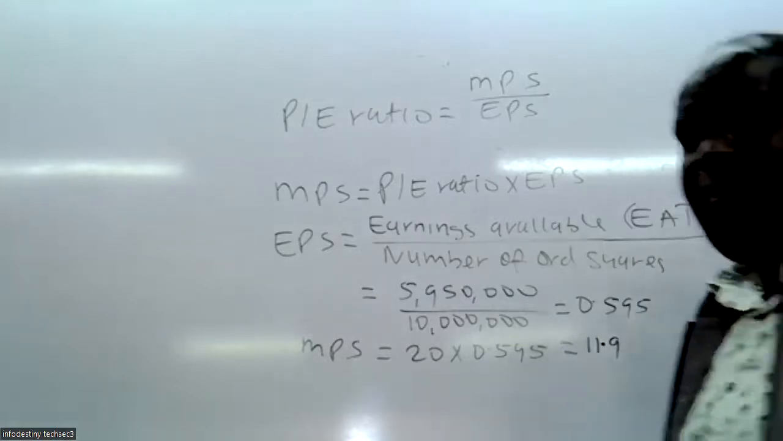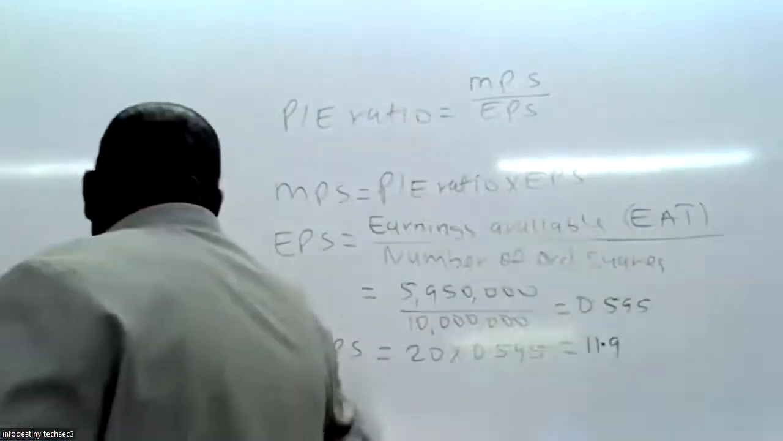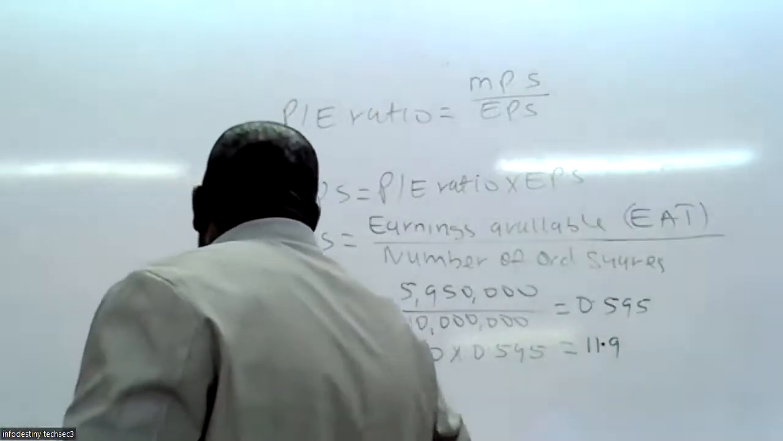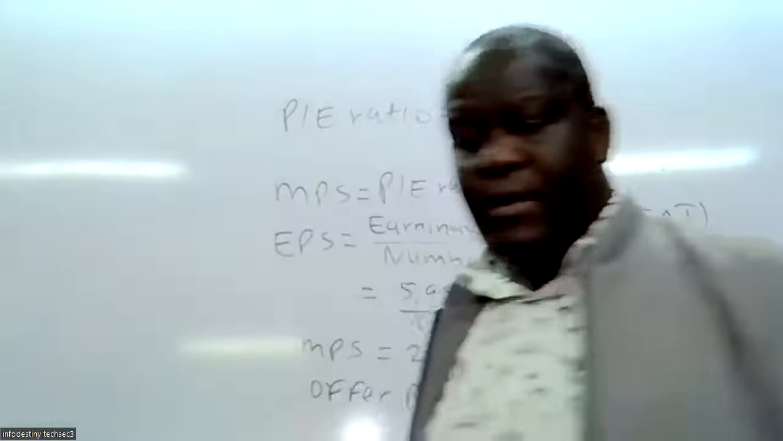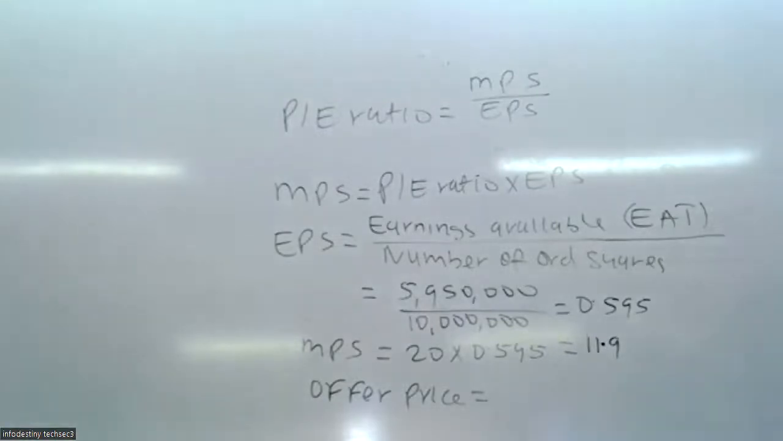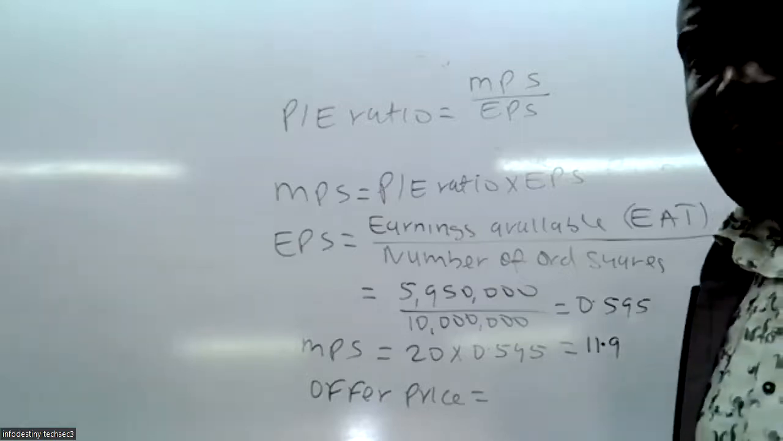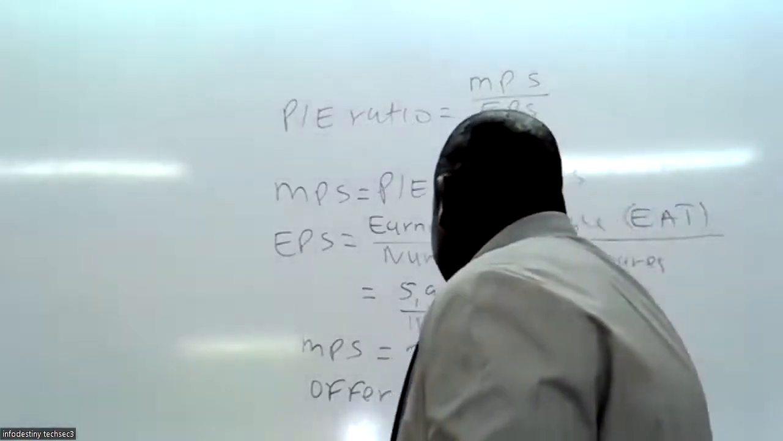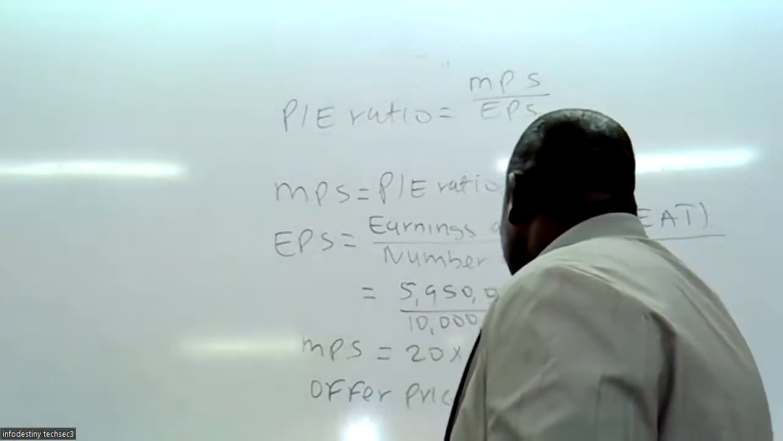The other item we need to compute is the offer price. When you continue with the requirement, they said the board of directors has decided to issue the new shares at a 25% discount on the current market price. So that means the offer price will be 75% of 11.9.